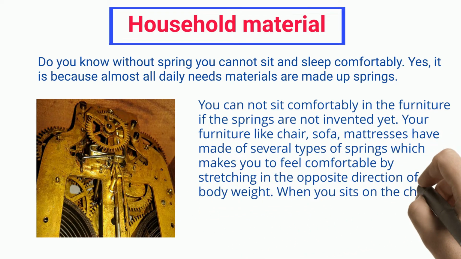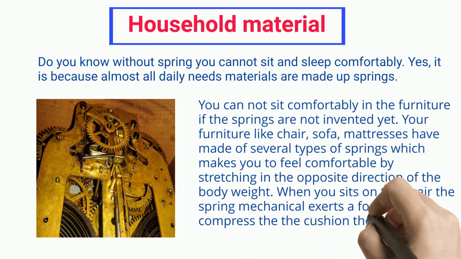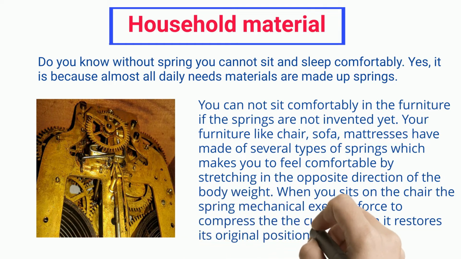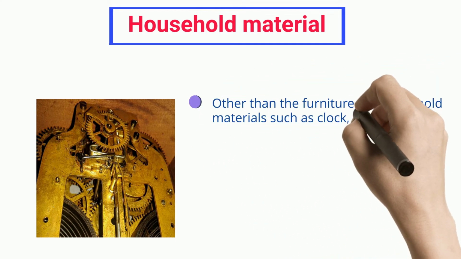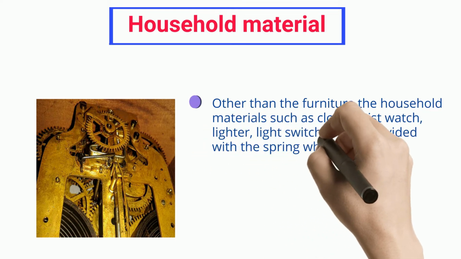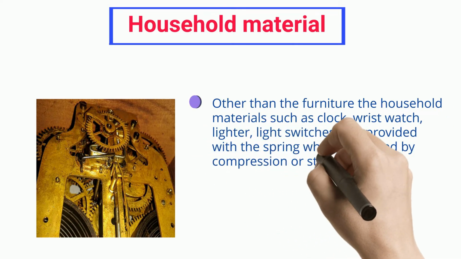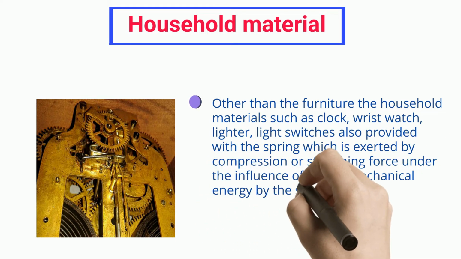When you sit on the chair, the spring mechanically exerts a force to compress the cushion, then it restores its original position. Other than furniture, household materials such as clocks, wristwatches, lighters, and light switches are also provided with a spring which is exerted by compression or stretching force under the influence of stored mechanical energy by the spring.